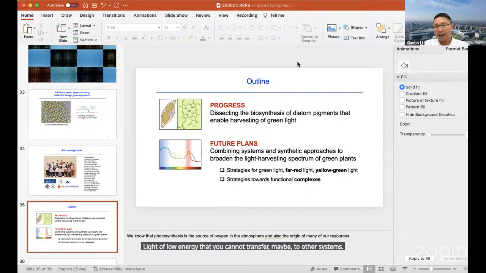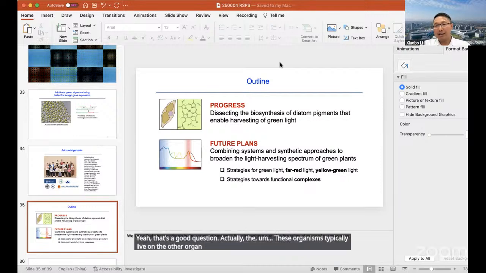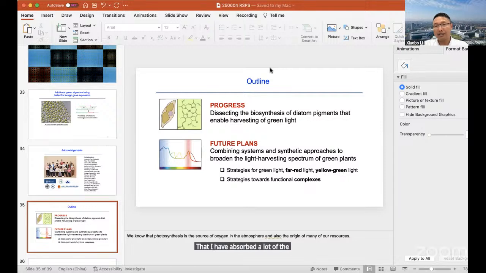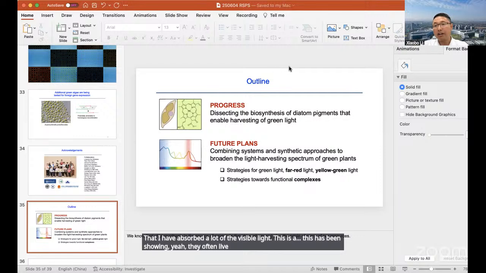Yeah, that's a good question. Actually, these organisms typically live on other organisms. So the simple explanation is that above them, there are some other algae that have absorbed a lot of the visible light. This has been shown. They often live underneath some other organisms.